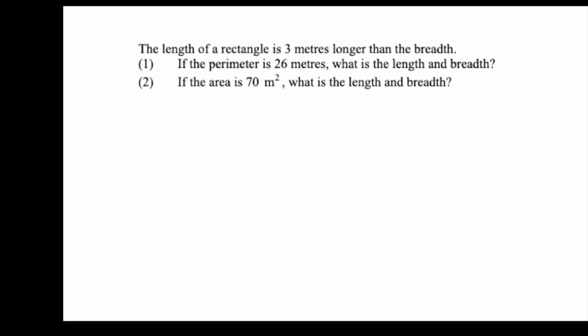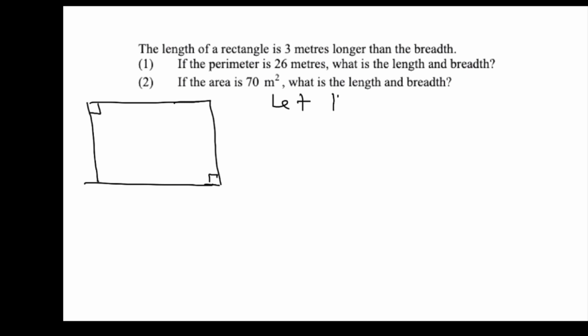So obviously the starting point is we need to let the breadth be equal to x. I would first of all start by drawing my rectangle. It helps a lot. Draw a rectangle. We don't know the breadth, so let the breadth or the width be equal to x. So I will let this one equal to x. Then it says the length will be 3 meters longer than the breadth, 3 meters longer than x. So 3 meters longer means add 3 on top. So this then becomes x plus 3.